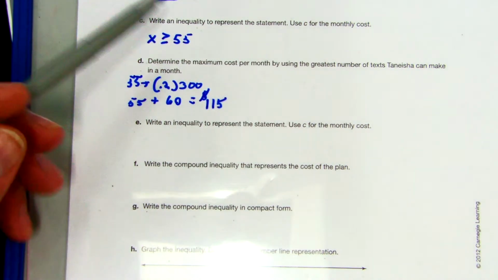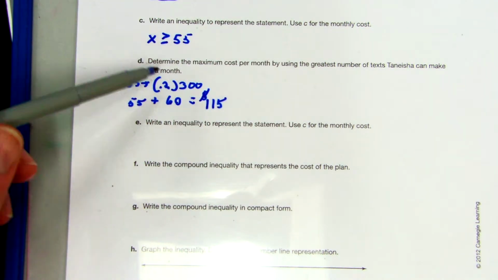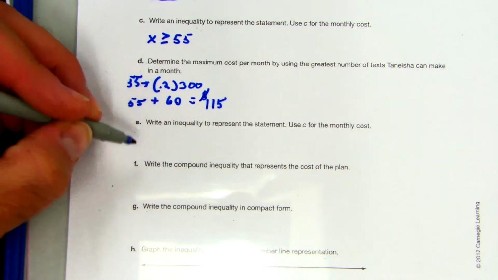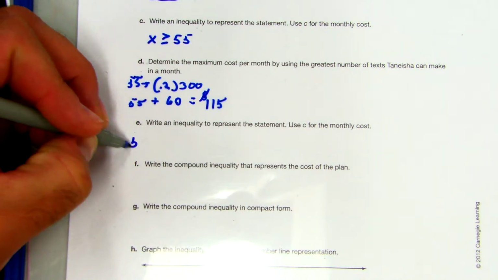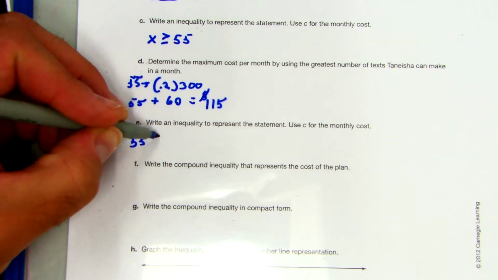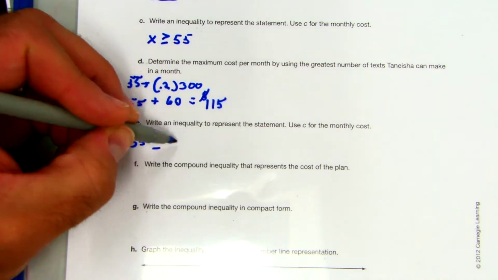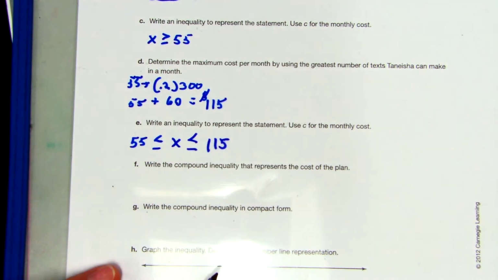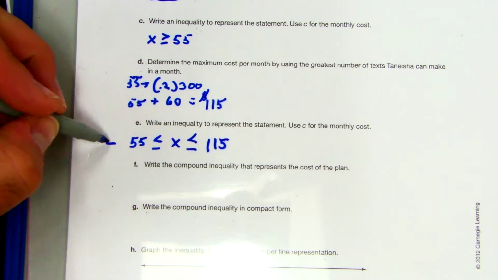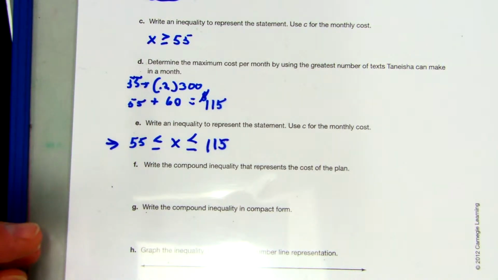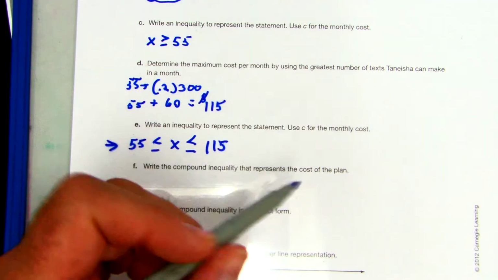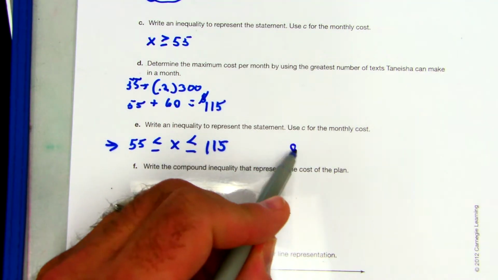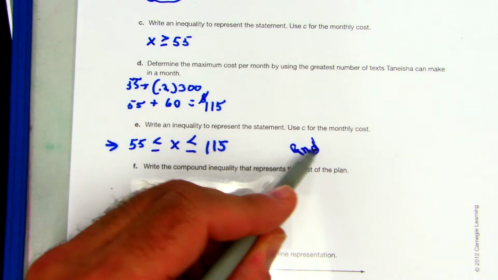So now I have my range. I have from 55 to 115. So I write an inequality for the monthly costs. That would be 55, my low end, less than or equal to X, which is less than or equal to 115. And this again is written in compact form. If you're going to write it in AND form, you're basically writing both inequalities and putting the word AND in between them.